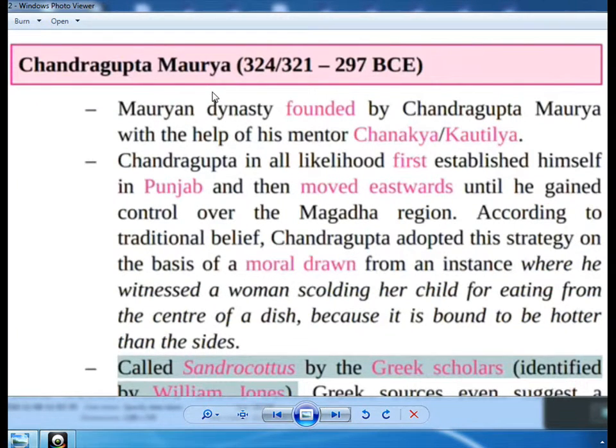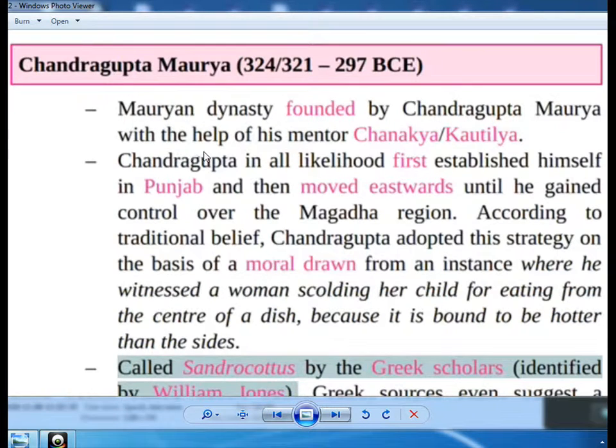So now our topic is the Mauryan Empire. Our topic is Chandragupta Maurya, the first Mauryan ruler. The Maurya dynasty was founded by Chandragupta Maurya with the help of his mentor Chanakya, also known as Kautilya.